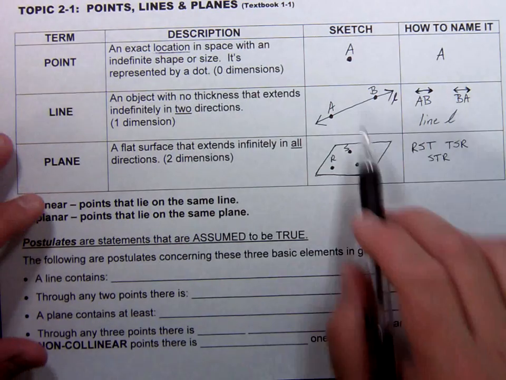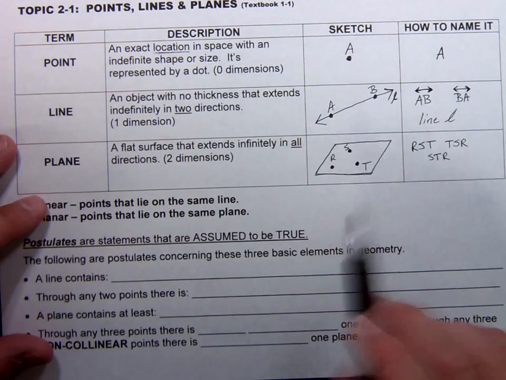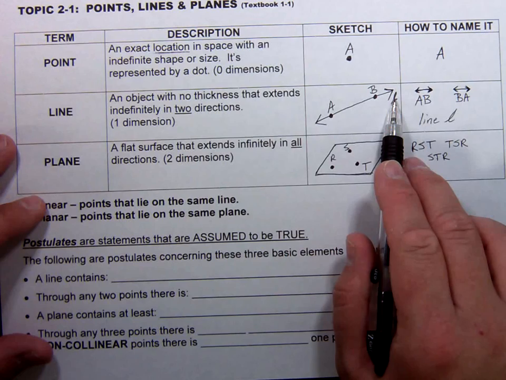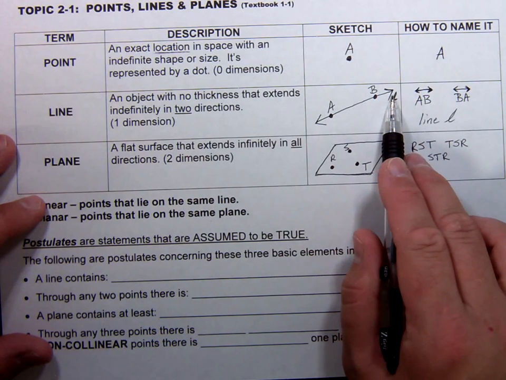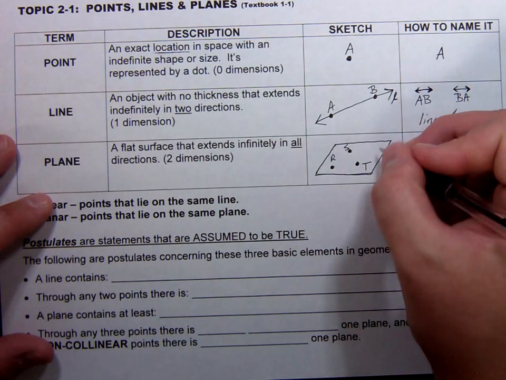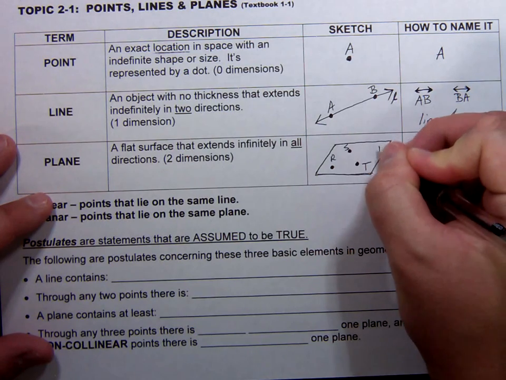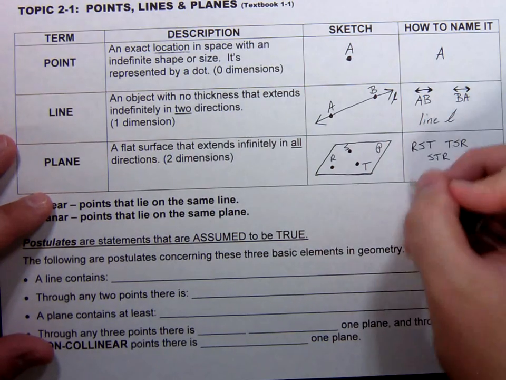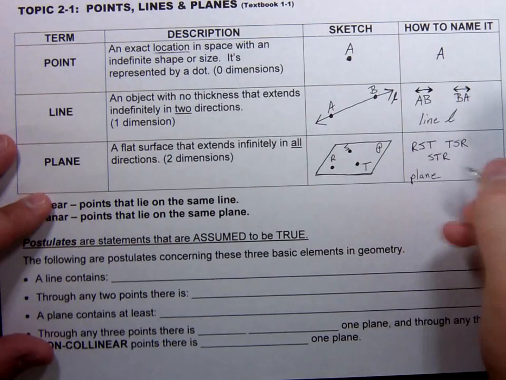Now, just like with the line, we can name with points. We can also name with a script letter. Now, for a line, it was a lowercase script letter. For a plane, they will use a capital script letter in the corner. So we could call this plane P.